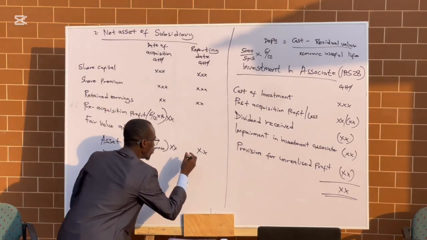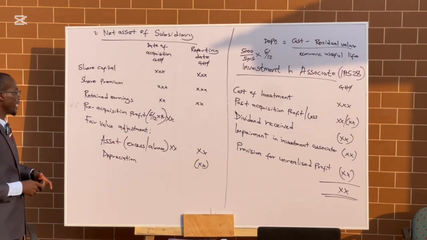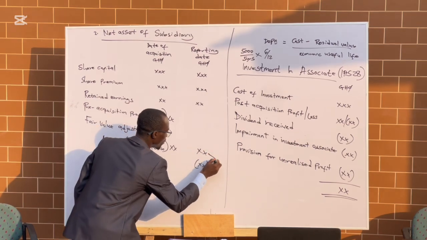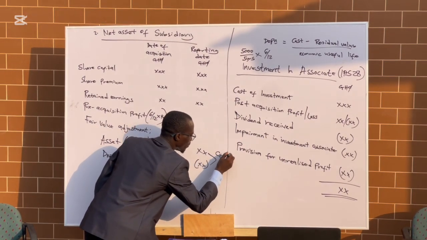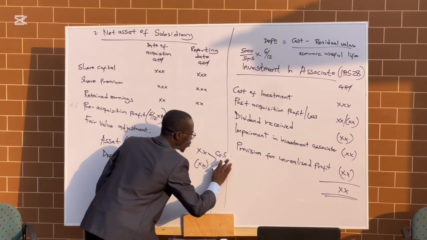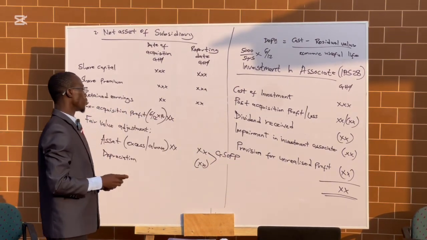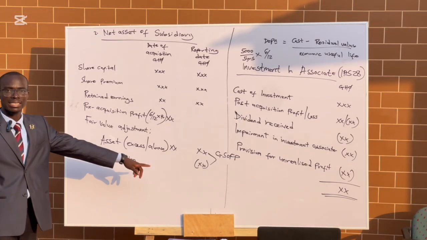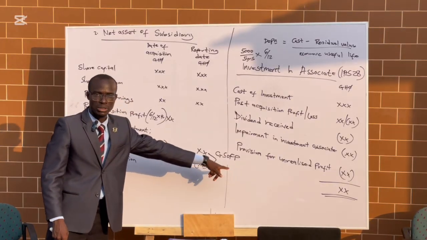So you have to come and subtract it here. That will be the depreciation when it comes to this. So the difference between these two figures will go to the group statement of financial position. But we know where an asset goes. You go to non-current assets. So the difference between these two will go to the group statement of financial position.